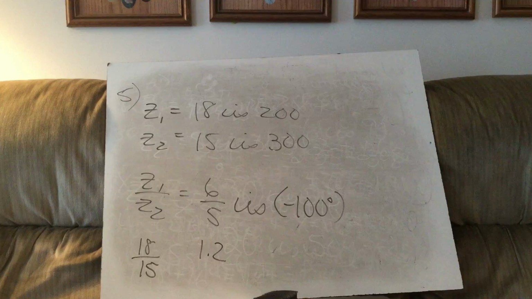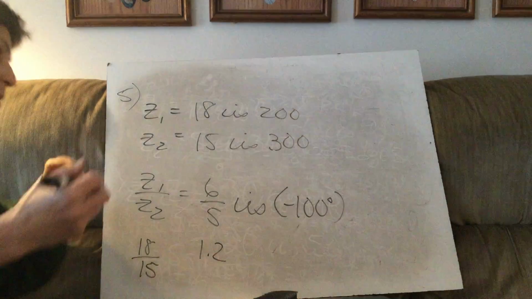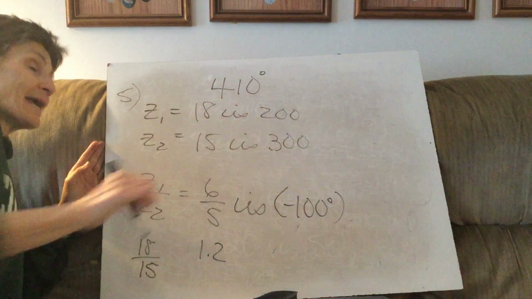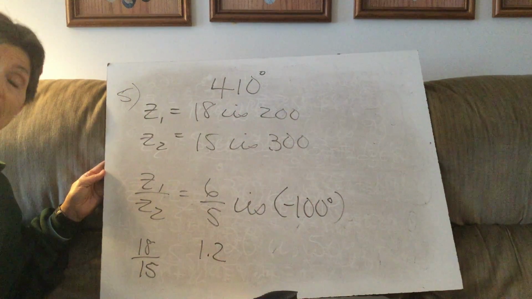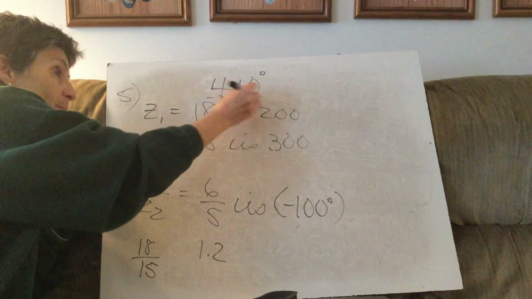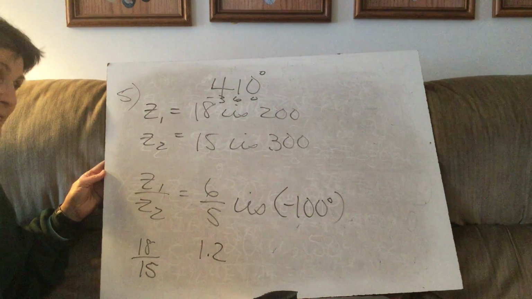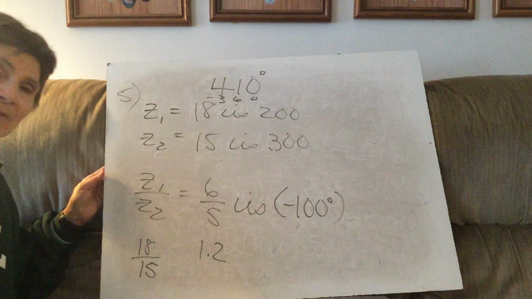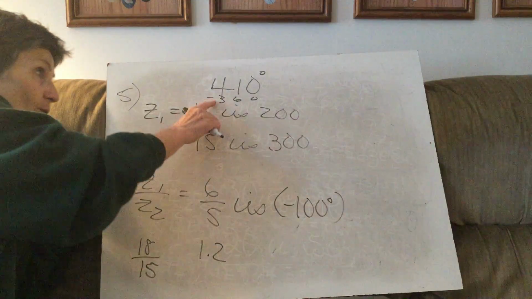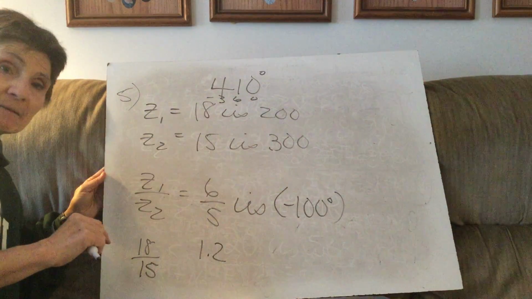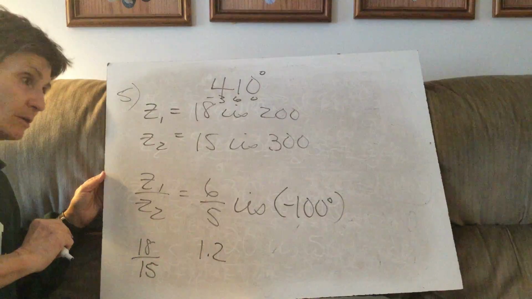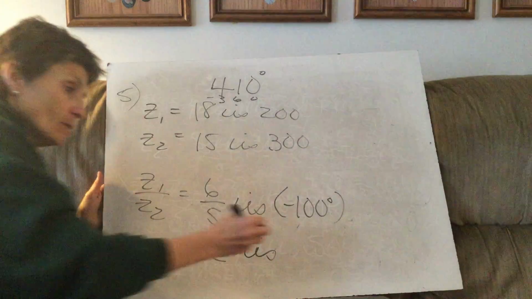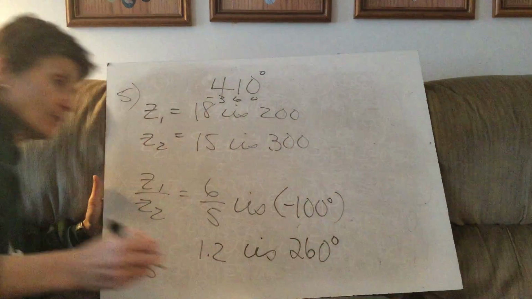Now, here's another curveball. Remember a minute ago when we got that big angle? I think it was 410 degrees. And we said, nope, can't have it because it's too big. So we subtracted 360 from it to make it the right size. This is the same kind of problem. We don't want a negative angle. So up here, we subtracted 360 to make it a nice normal angle. Here we're going to add 360 to that angle and get 260 degrees.